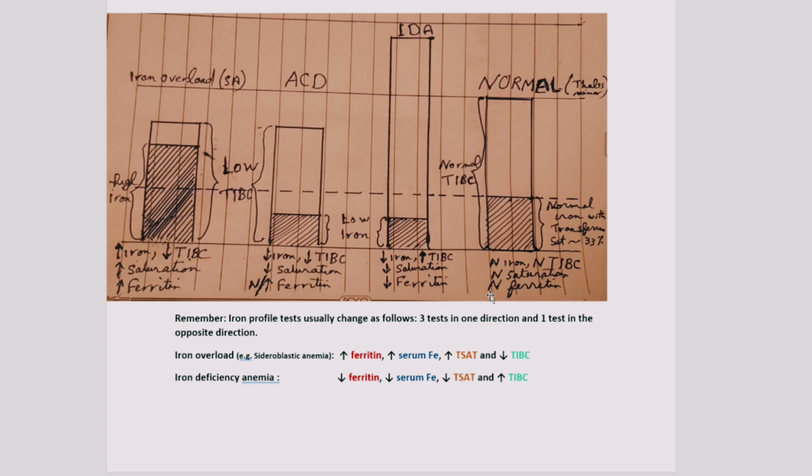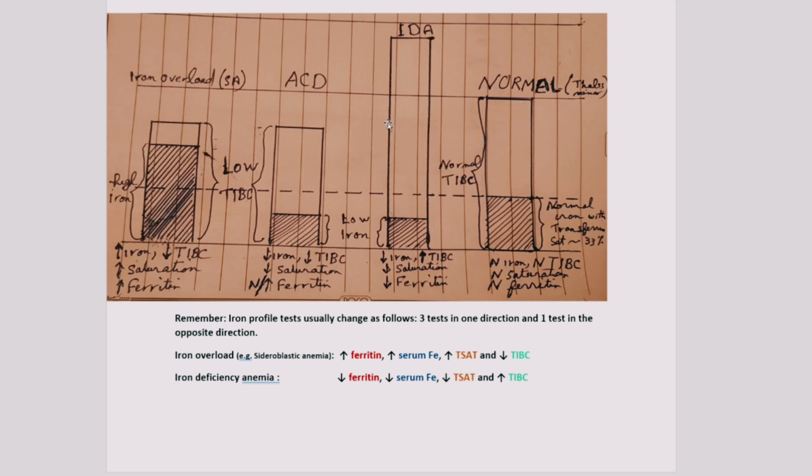This diagram represents the level of iron profile in different diseases. This is a normal serum iron. This is a normal TIBC. This is a normal transferrin saturation percent of about one third, and this is a healthy individual. Again, normal iron, normal TIBC, normal saturation, and normal ferritin also occur in thalassemia minor. A thalassemia minor patient has a normal iron profile.